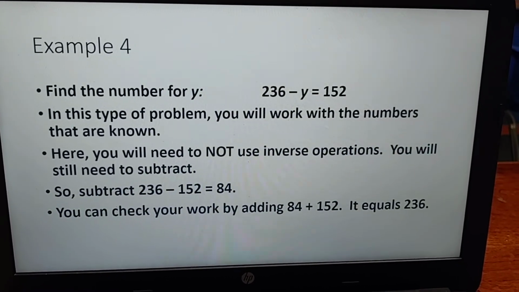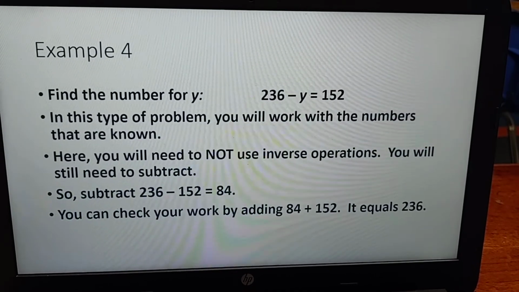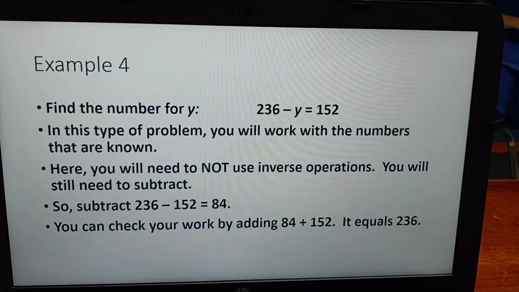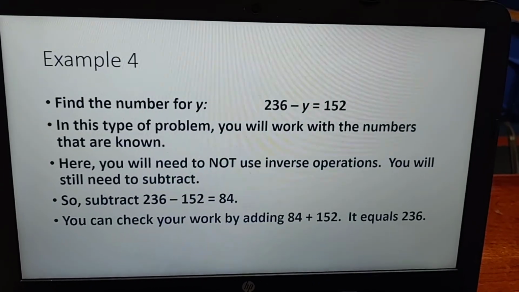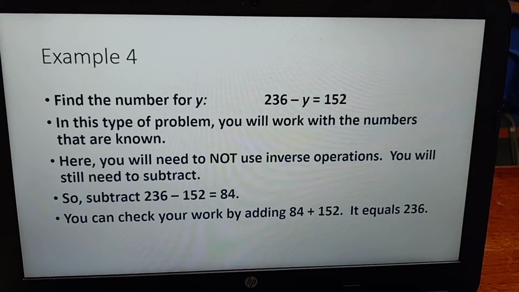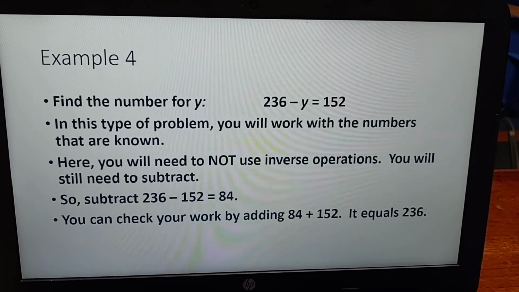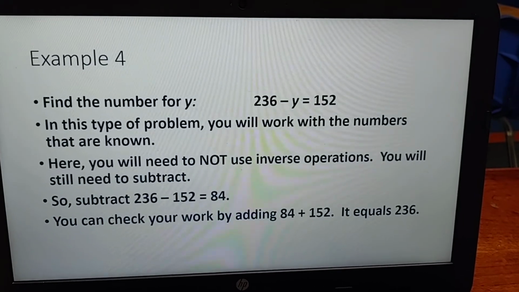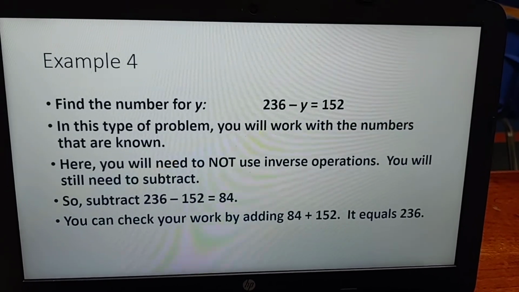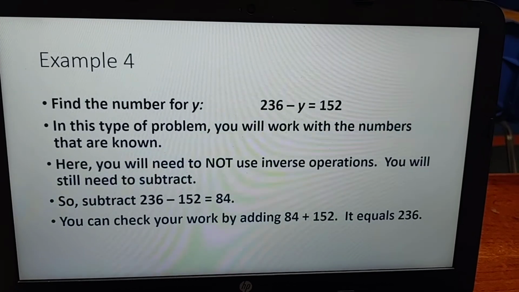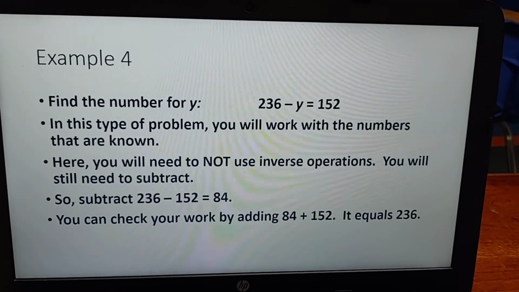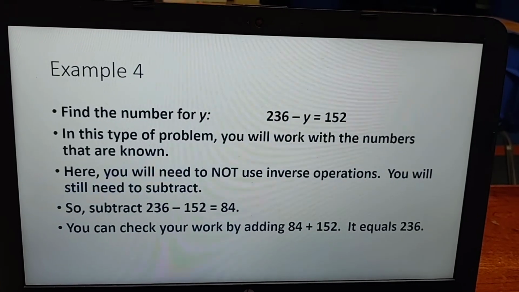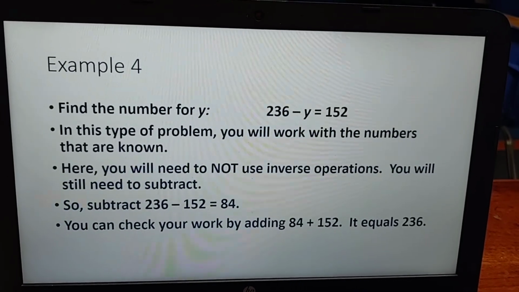Remember, you cannot subtract a bigger number from a smaller number in these examples. It doesn't work. You will get negative numbers, and we'll deal with negative numbers later, but not right now. So don't use inverse operations. You're going to need to subtract, which is what the problem is. So we subtract the known numbers. 236 minus 152 equals 84. We can check our work by doing the opposite. We can add 84 and 152 together. That equals 236, and that's what we started with.